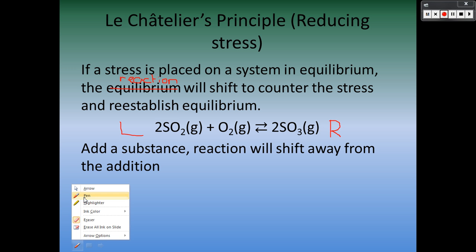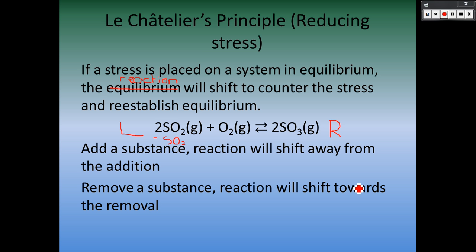Go ahead and come up with your answer. If we subtracted, we do minus SO2. And again, it might help to look back at your graphs from before. If we remove a substance, the reaction is going to shift towards the removal. So if we're taking some of this out, then the reaction is going to shift in the reverse direction, or to the left. Same if we took some O2 out.